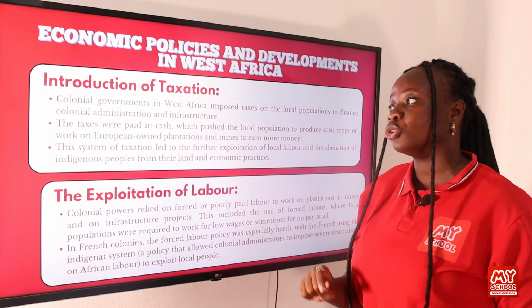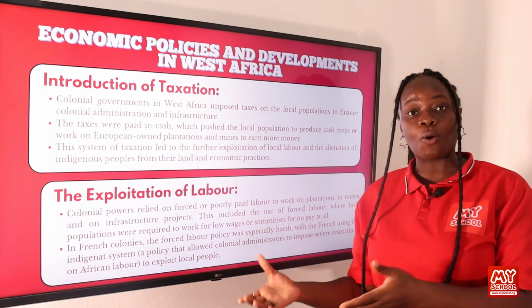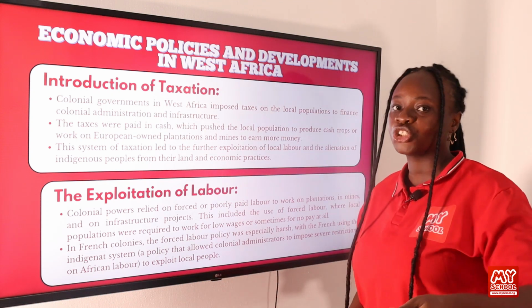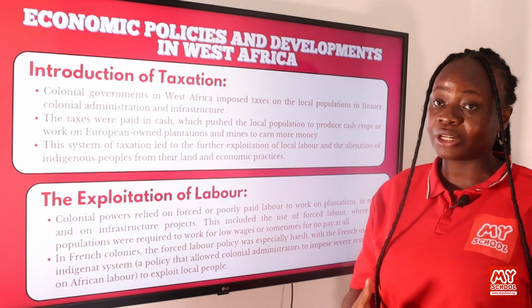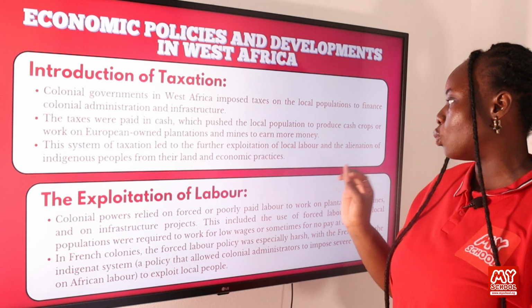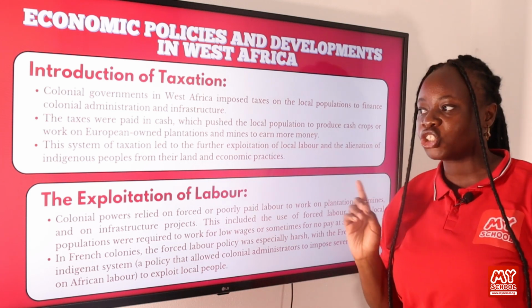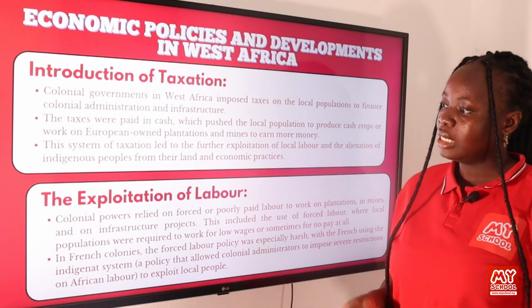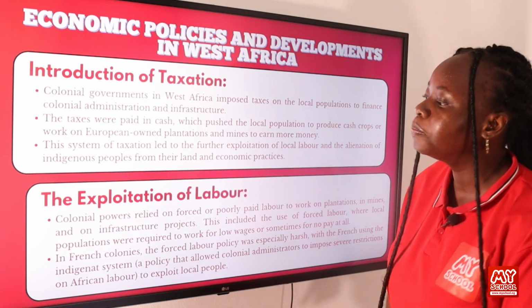They also have to work on European-owned plantations. Rather than working on their farms, they have to work on the farms of the Europeans in order to get the cash to pay the taxes to the European authorities. So this system of taxation led to further exploitation of local labor and the alienation of indigenous peoples from their land and economic practices. There was also the exploitation of labor.